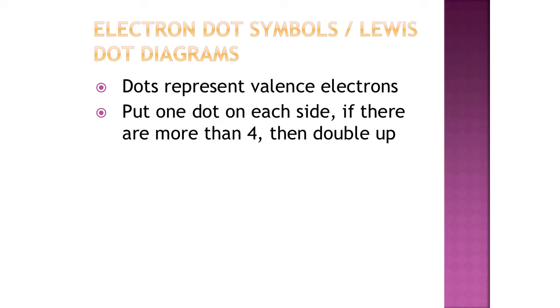dot diagrams or dot symbols or Lewis dot diagrams. We will put the symbol and then use dots to represent the valence electrons. We will use this a lot when we do bonding because, again, it's those valence electrons that are bonding and being involved in the reactions.